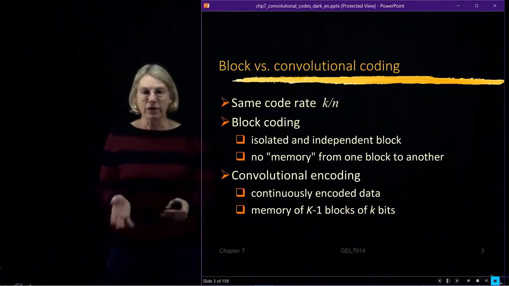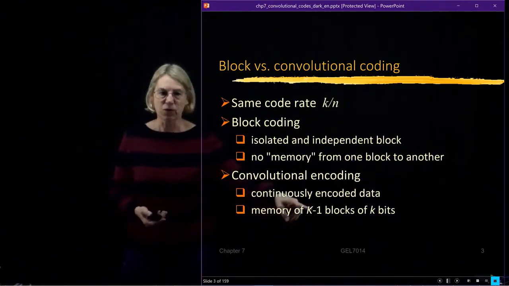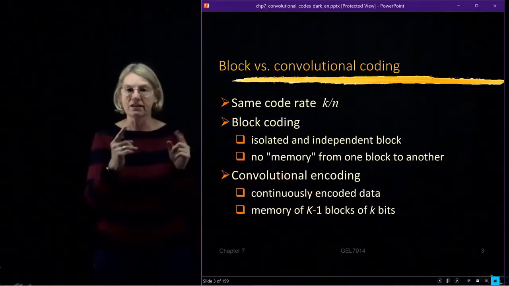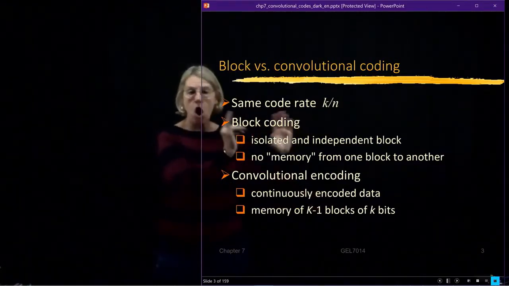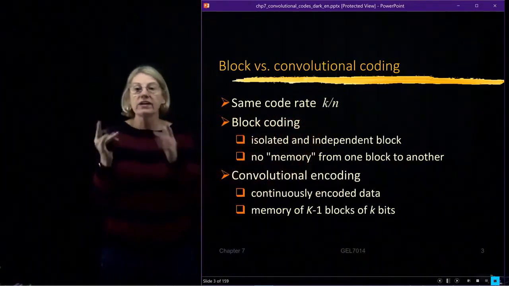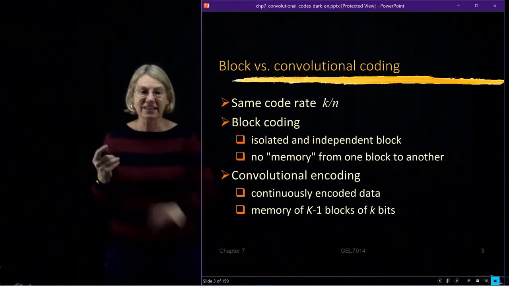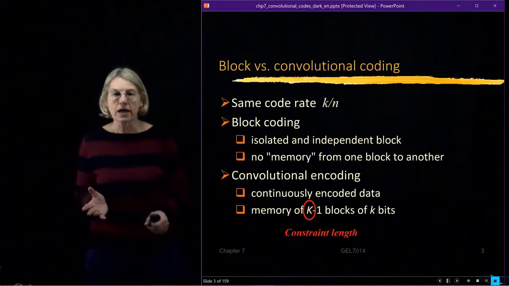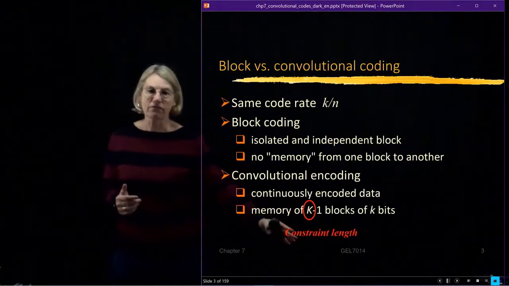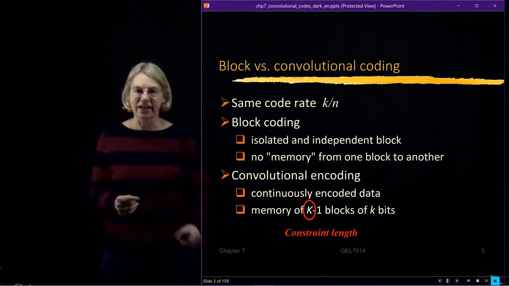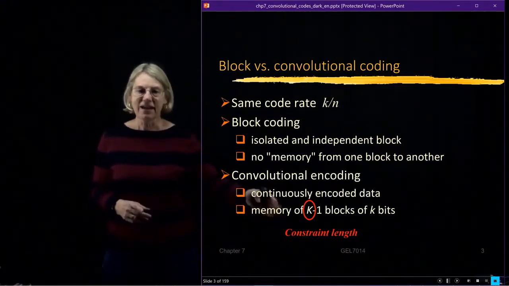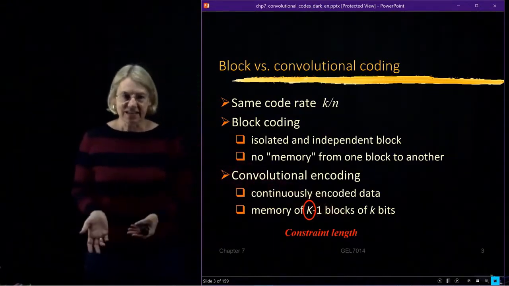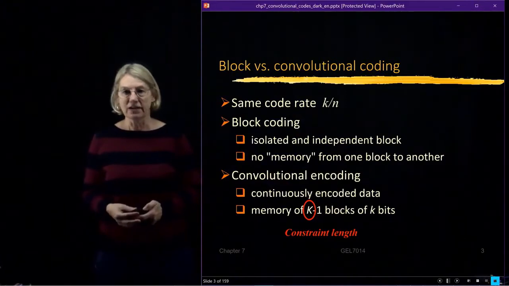And in general, a memory of capital K minus 1 blocks of k bits comes into it. In other words, when I'm doing my shifting, at a certain point I will have shifted all of the previous bits out that will no longer influence the next one. And what does that take? That's what I call capital K, which is the memory of my encoder, the memory length of my encoder. And we have a special name for this memory length for convolutional codes. We call that a constraint length. So capital K is the constraint length of the coder, and lowercase k is the number of bits that are being encoded.